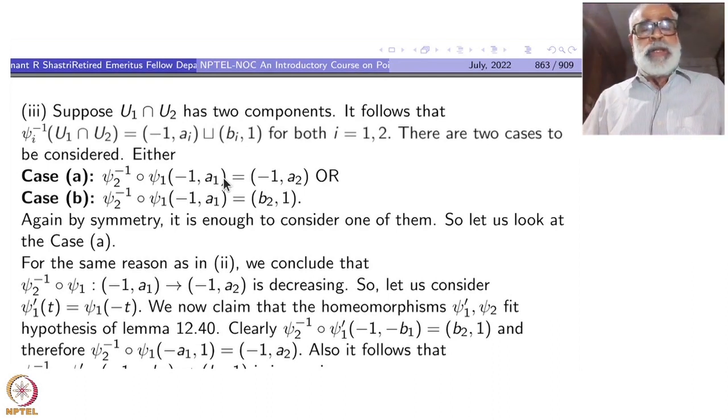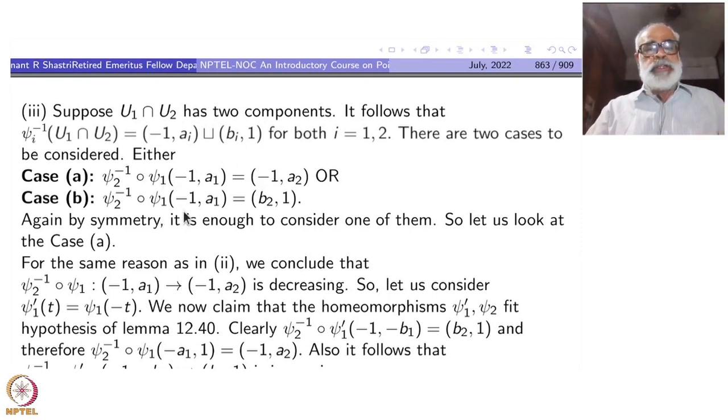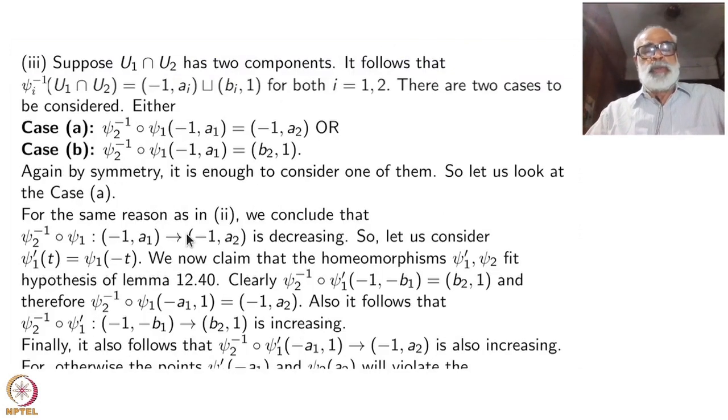That is fixed. You have freedom only to choose where one of the components goes. The other component has to go to the remaining component. There is no choice. So I have only these two cases here. The first component here goes to the first component there, or the first component goes to the second component there. So these are two cases. Again, by symmetry, I have to just see what happens in one of the cases. So let us take case A, let us look at case A.